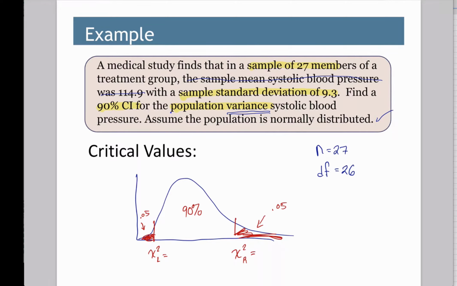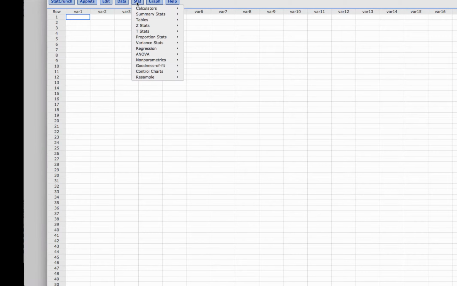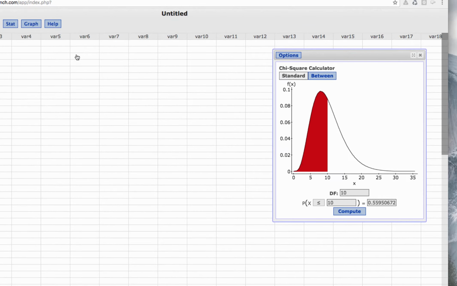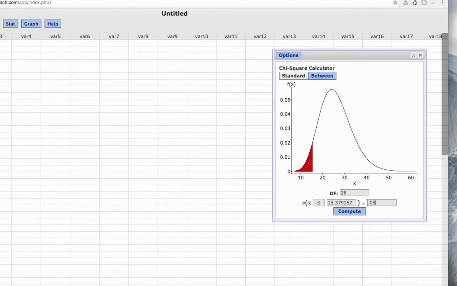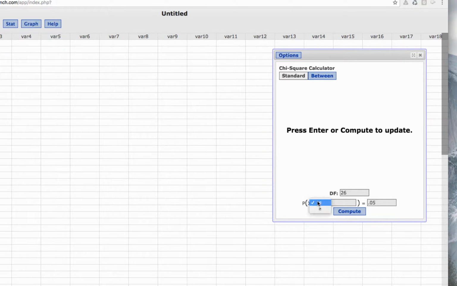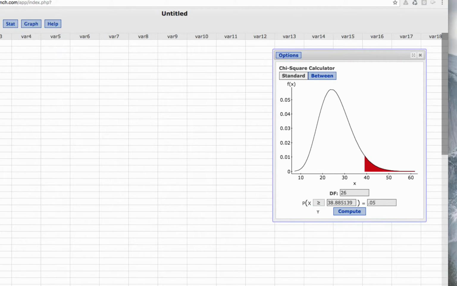So let's check that out in StatCrunch. Stat, Calculators, Chi-squared. Degrees of freedom was 26, and so then I'll look up 0.05. So that's going to be 15.379. Okay, and then we'll do the same thing for the other side, because again, it's not symmetric, so we have to look up both. So 38.885.